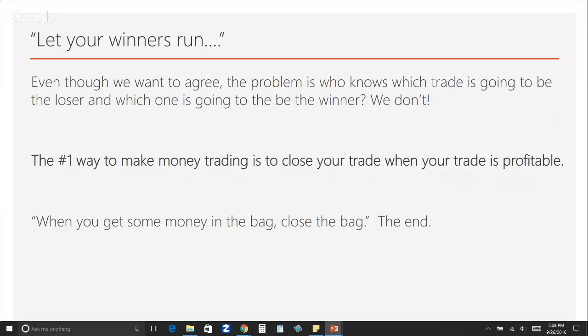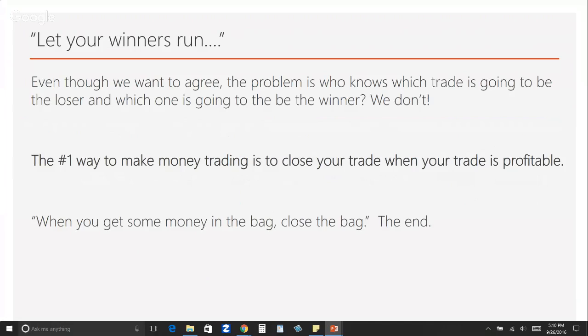Let your winners run. Well, as good as that sounds, even though we would like to agree, the problem is, who knows which trade is going to be the loser and which trade is going to be the winner? We don't know. Okay, so it's a stupid thing to say. So if anyone ever tries to make you feel stupid for not letting your winner run, you need to realize that it's a stupid thing to say, because nobody knows which trade's going to be the winner and which trade's going to be the loser. So it's the kind of thing that people say to put themselves in a position of authority, and it's really a very stupid sentence. And so now you know, and you'll never fall into that trap again.